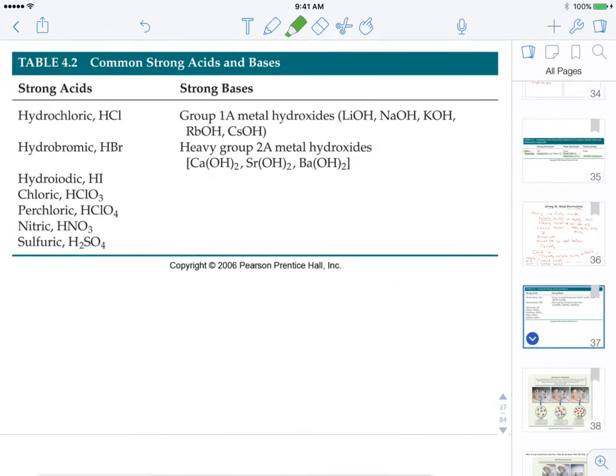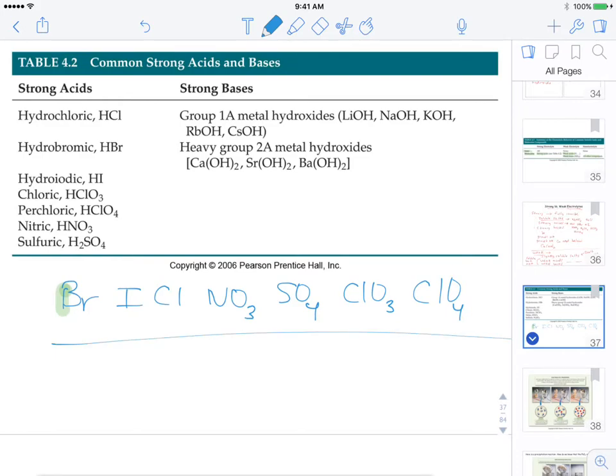If we look at the strong acids and strong bases, here's the list of them. We went through this. We talked about a mnemonic, and this is just a quick way to remember all of the different strong acids. And then the strong bases are the group 1 hydroxides and some of the heavier group 2 hydroxides.